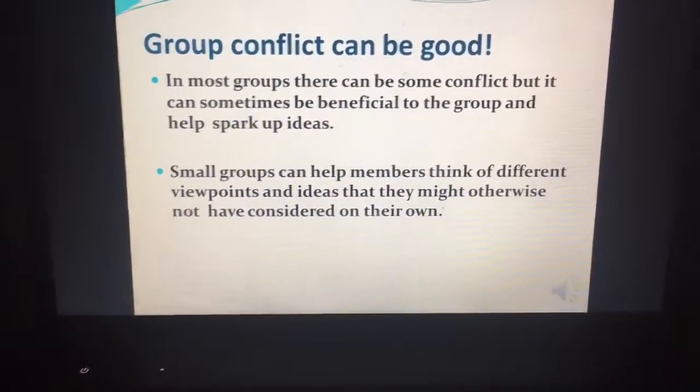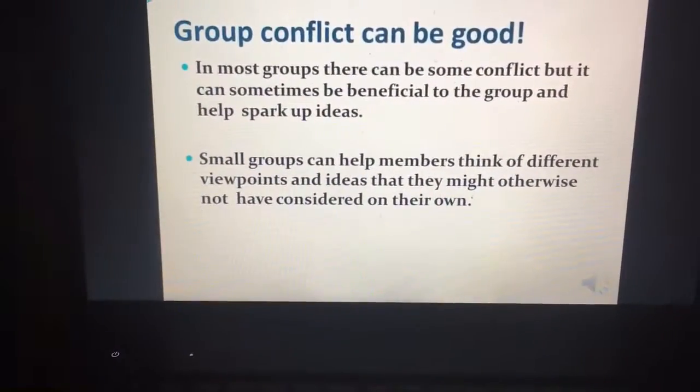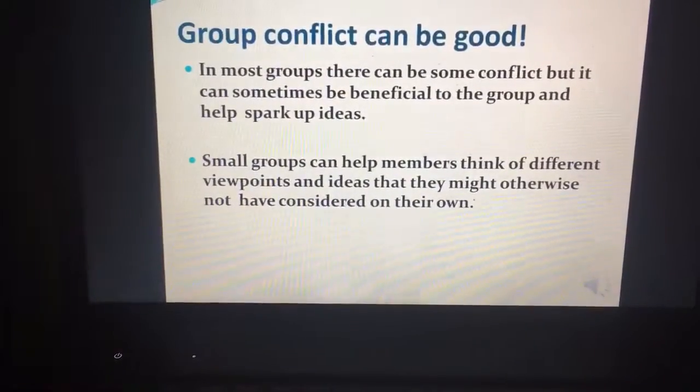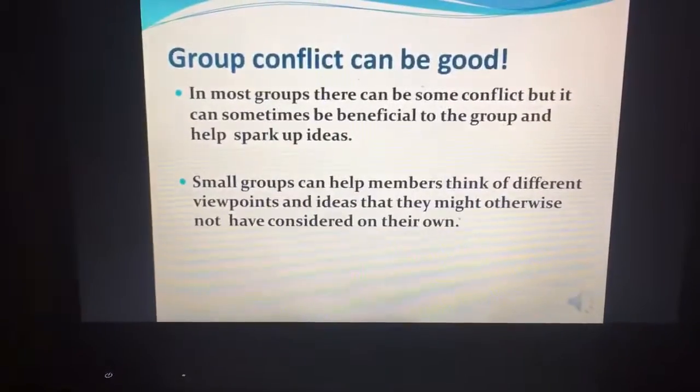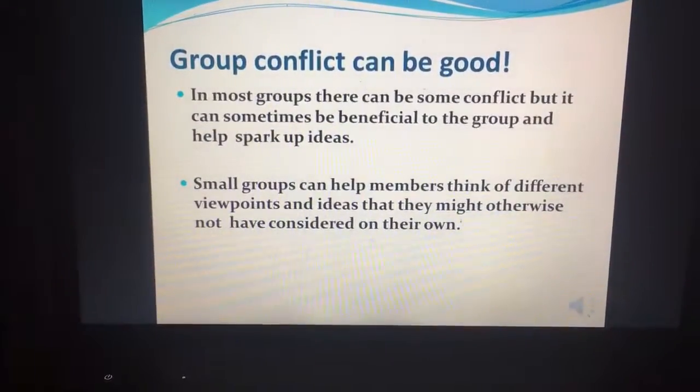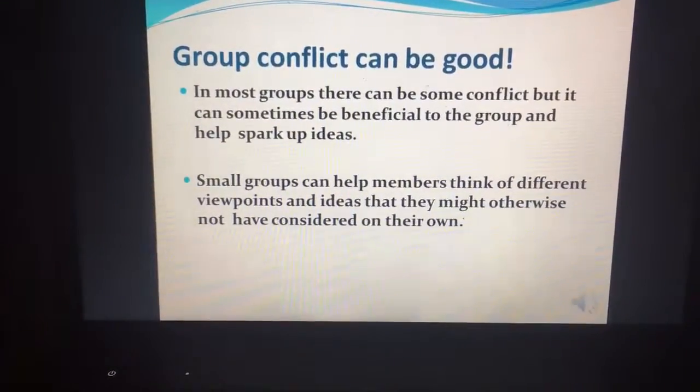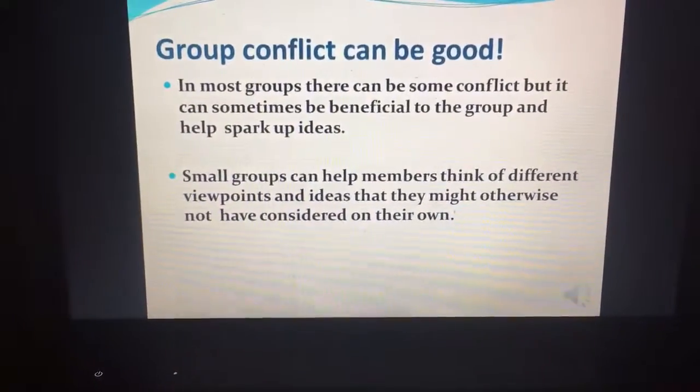Group conflict can be good. In most groups, there can be some conflict, but it can also be beneficial to the group because it can help spark ideas. Small groups can help members think of different viewpoints and ideas they might not have otherwise considered on their own.